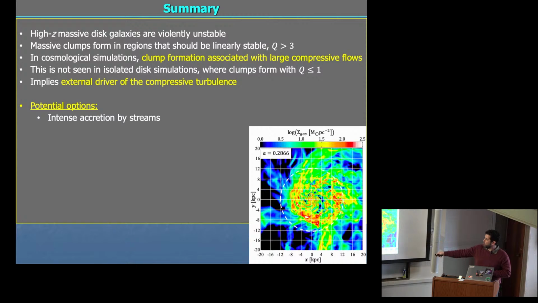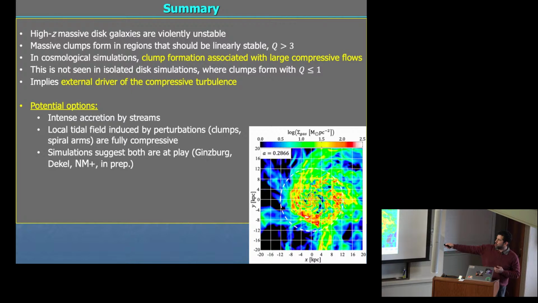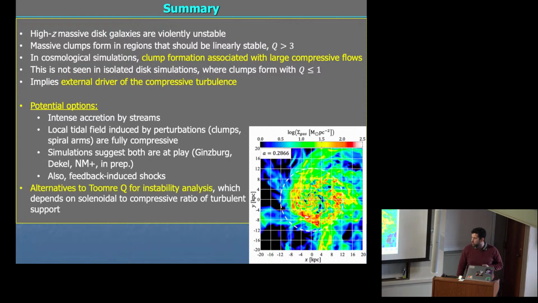It could be streams, as we talked about in the ITC colloquium. This is that same galaxy on larger scales. These are inflowing streams which hit the disk right where that compressive modes led to clump formation. So this could be intense accretion by cold streams driving turbulence in the disks. It could be local tidal fields induced by perturbations, clumps, and spiral arms, etc. Preliminary work led by Omri Ginsberg, a student, suggests that both of these are indeed at play. And you could also have feedback-induced shocks. And it'd be fun to think about alternatives to Toomre Q for instability analysis, which actually take all this into account. That's it. Thank you.